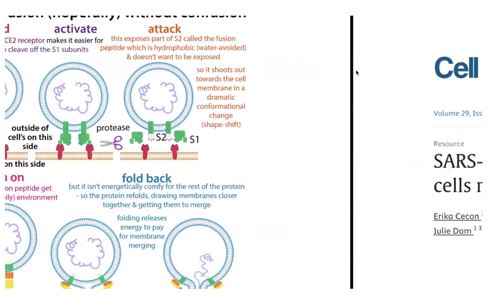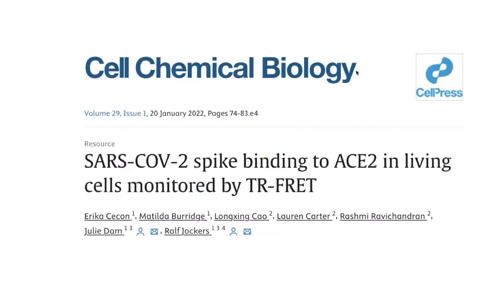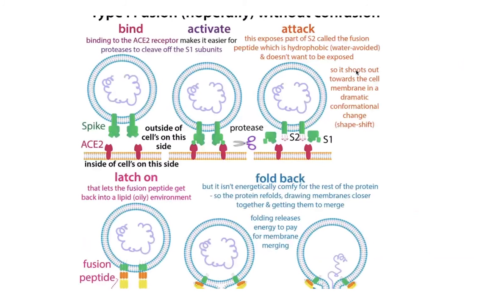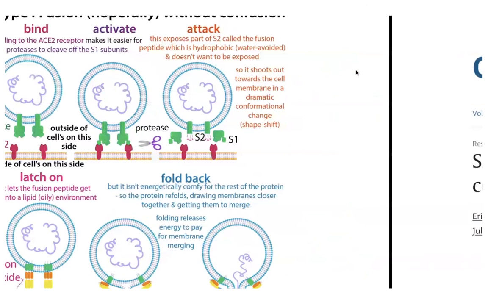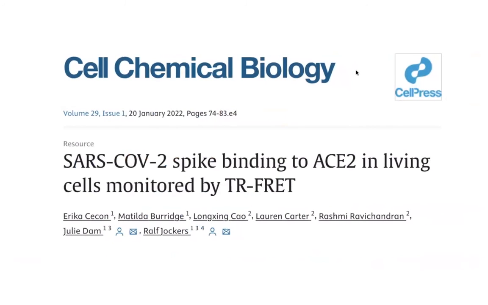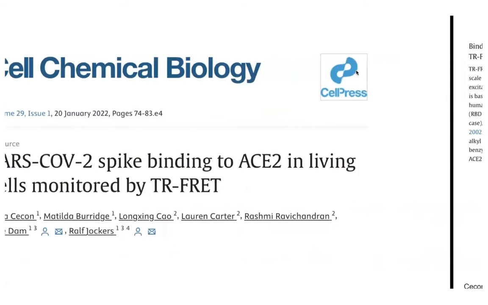One strategy for combating the virus would be to prevent the binding of the spike protein to ACE2. Remember that the specific region that binds is the receptor binding domain. So they're going to use FRET to measure the binding of the receptor binding domain to ACE2 in living cells. TR is time resolved. Don't worry about it. It's just a type of FRET.